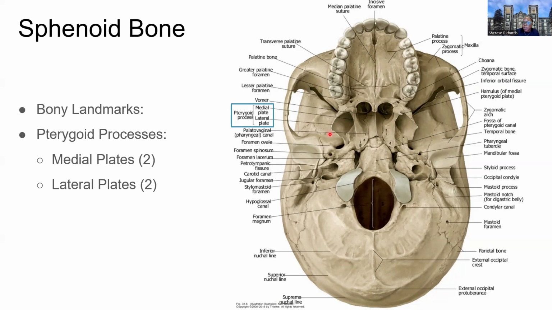These are also going to be the attachment points for muscles of mastication, very similar to what we saw with the styloid process of the temporal bone. So they help to anchor some of those muscles that move the temporomandibular joint and the mouth.